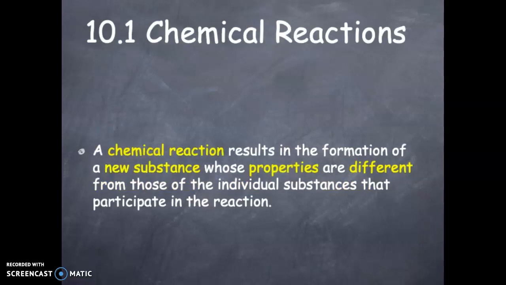Now, chemical reactions. What are they? How do we understand clearly what goes into a chemical reaction? What are the reacting reagents and what are the products? Okay, let's get started. A chemical reaction results in the formation of a new substance whose properties are different from those of the individual substances that participated in the reaction.